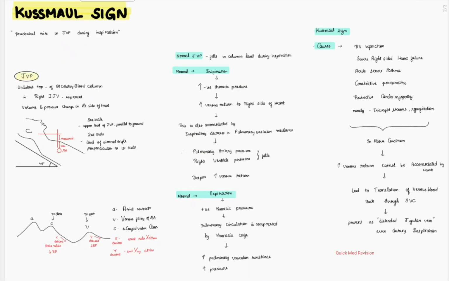To summarize, learn about JVP, understand the basics of how JVP works, then the mechanism during inspiration and expiration in a normal individual and how the JVP level varies, then look at the causes of Kussmaul sign, and finally understand how it happens.